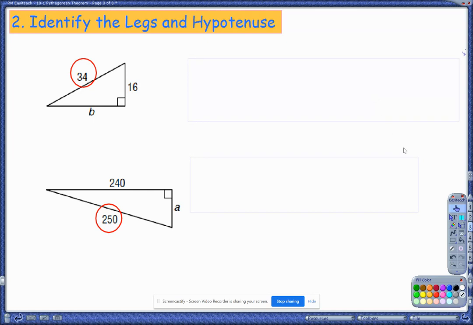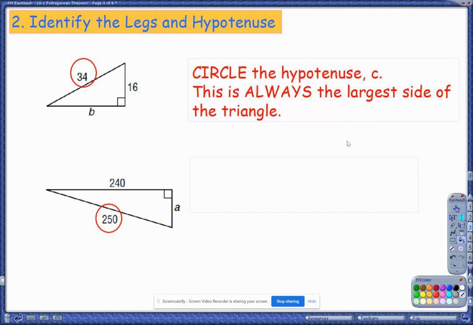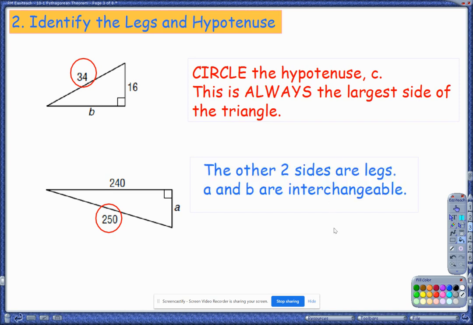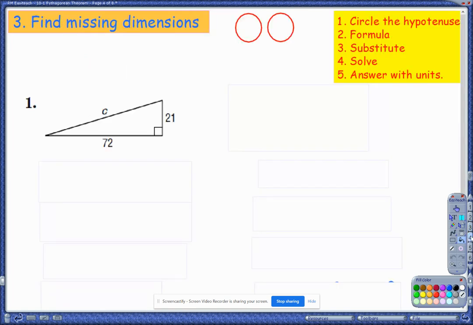So now I am going to simply know that the other two sides are the legs. So this side we call B, and this is 16. These are the legs. 34 is the hypotenuse. Here 250 is the hypotenuse, and 240 and A are the legs. And remember that the hypotenuse will always be the largest side of the triangle.